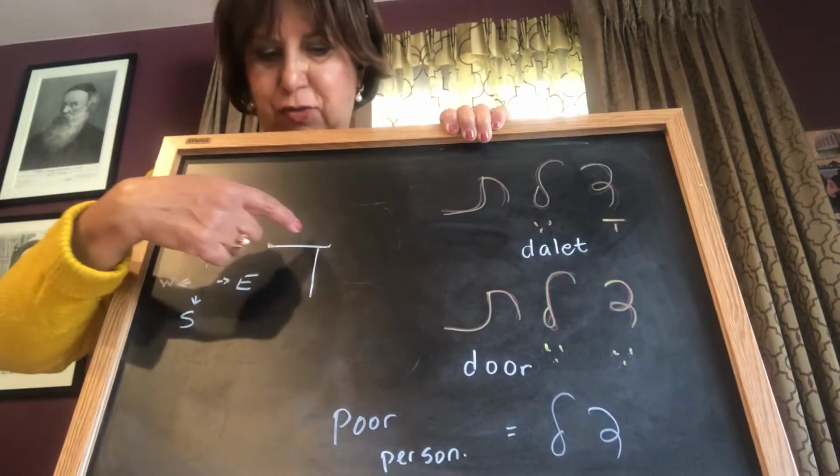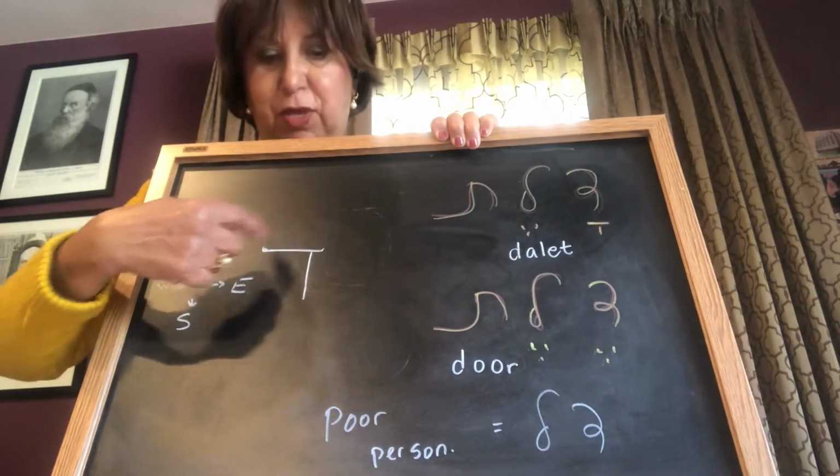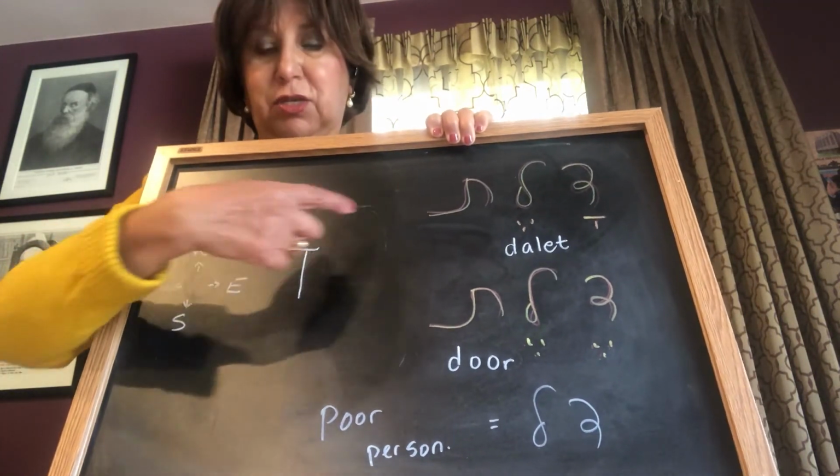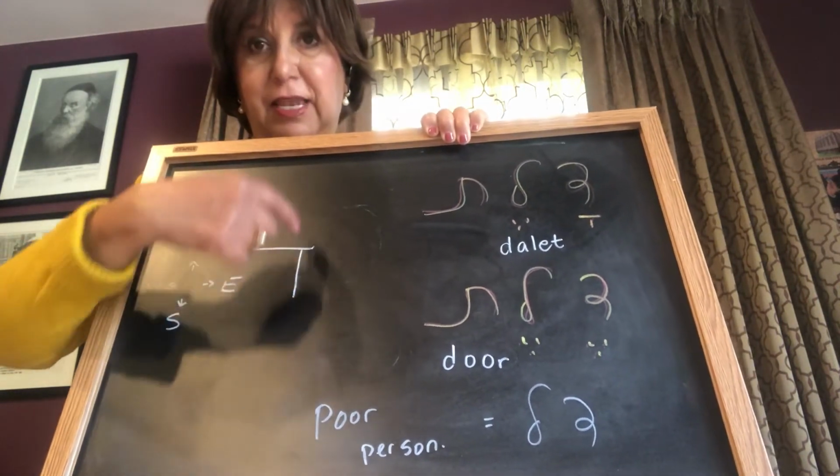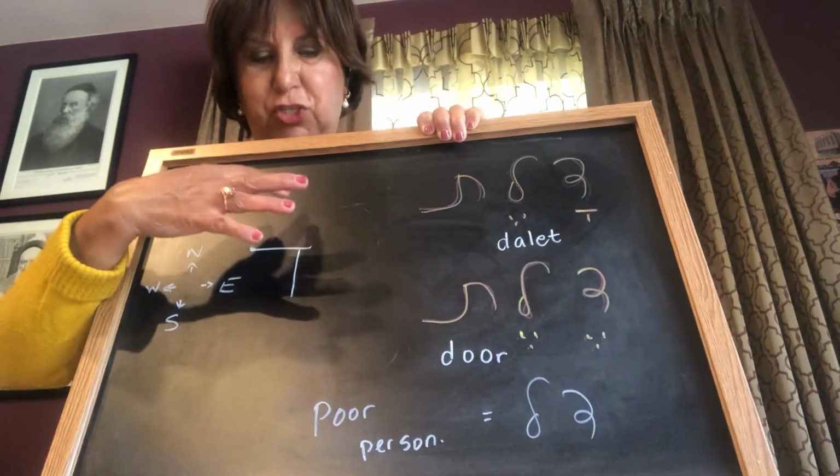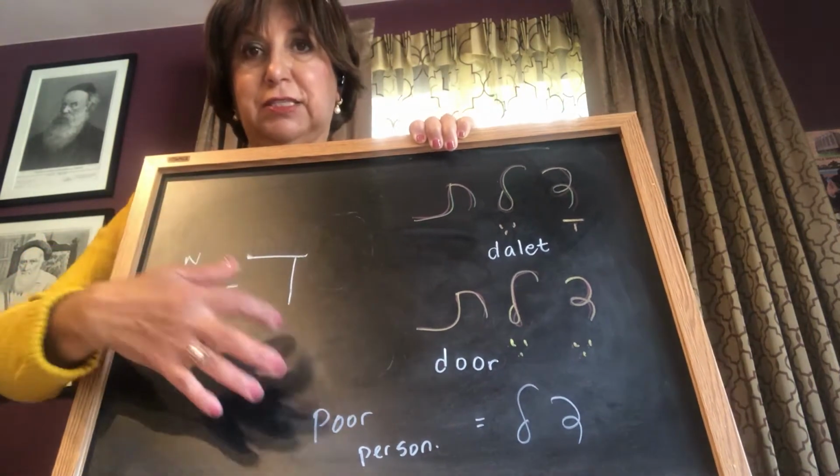It has to do with the line going this way, which is north, south, and west, and the line going this way, which is north and south. So we'll be talking about the Dalit.